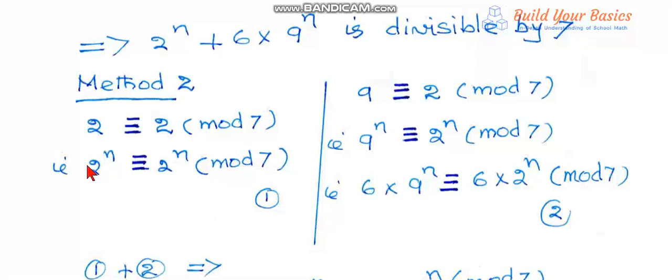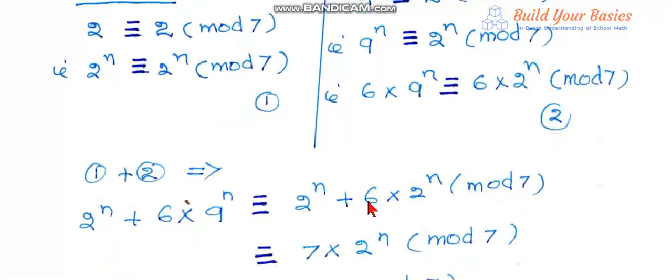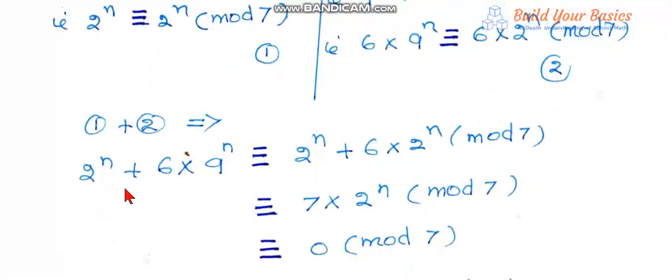Add these two. 2 power n plus 6 into 9 power n is congruent to 2 power n plus 6 into 2 power n mod 7. Left hand sides added, right hand sides added. Now this 2 power n plus 6 into 2 power n, 1 2 power n and 6 2 power n, so 7 into 2 power n. Or you take 2 power n common, so 2 power n into 1 plus 6, that is 7. So 2 power n plus 6 into 9 power n is congruent to 7 into 2 power n modulo 7.